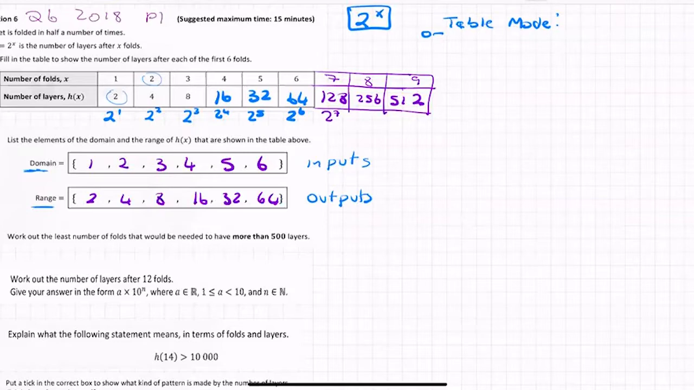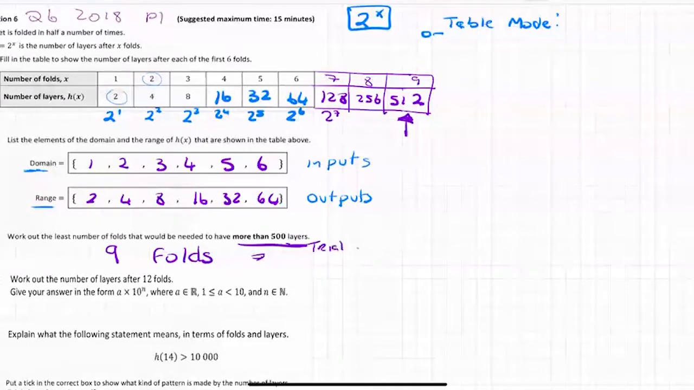Okay, so therefore more than 500 layers. So I would need 9 folds. Okay, I hope that makes sense. You could, of course, have guessed; you could have done it by trial and error, okay? Trial and error is always an acceptable way to do maths.